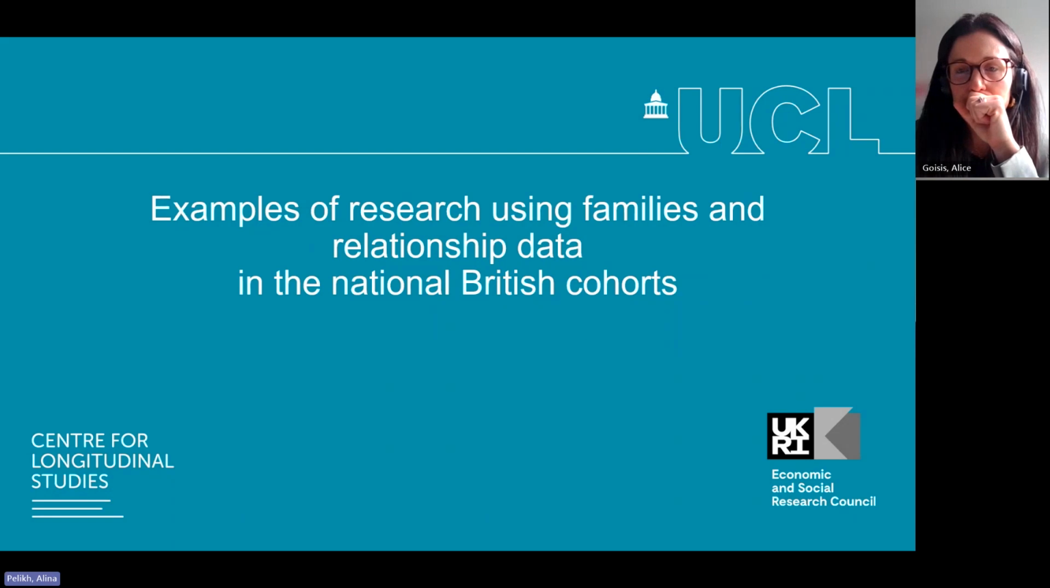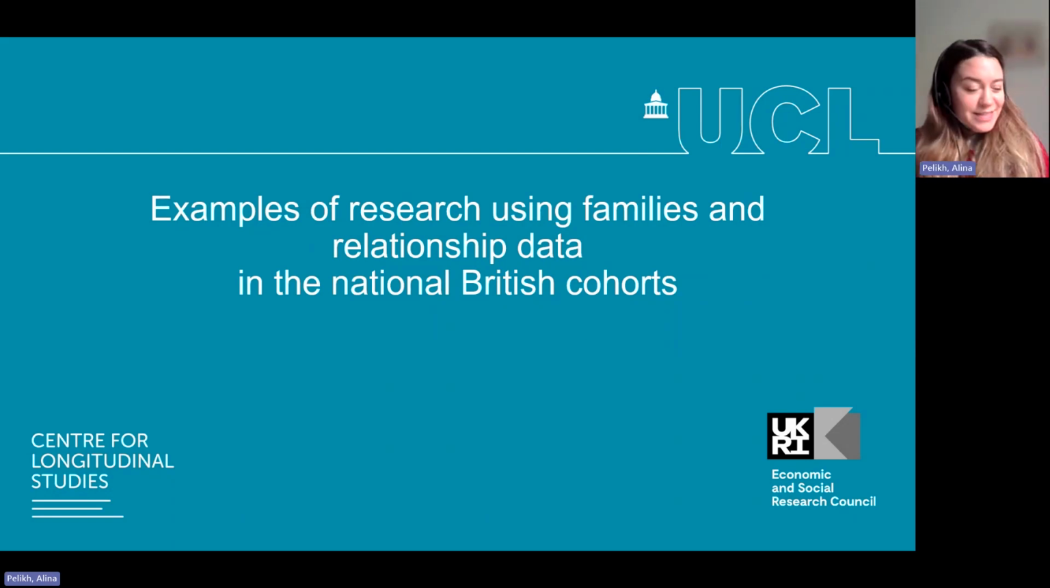Okay, so in the 10 minutes that we have left, more or less, I'll try to give just a few examples of how the data can be used. And of course, it's a grand task to try and summarize all possible families and relationships related research that has been done using the British cohorts. And that is, of course, beyond the purposes of our webinar today.